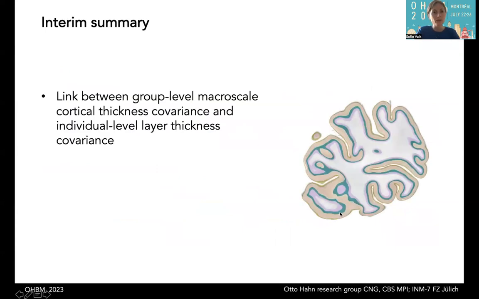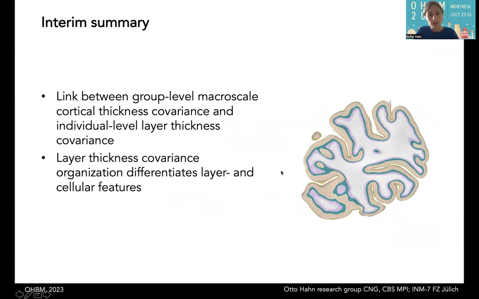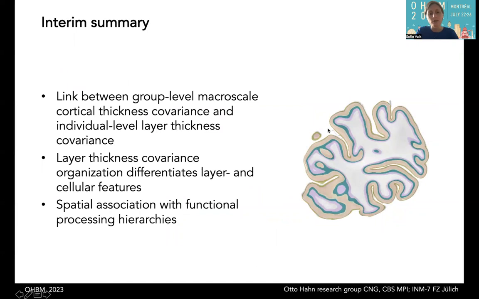So an interim summary is that we found a link between group level macroscale cortical thickness covariance and individual different layer thickness covariance. Layer thickness also differentiated layer and cellular features, and we found a spatial association with functional processing hierarchies using two different models.